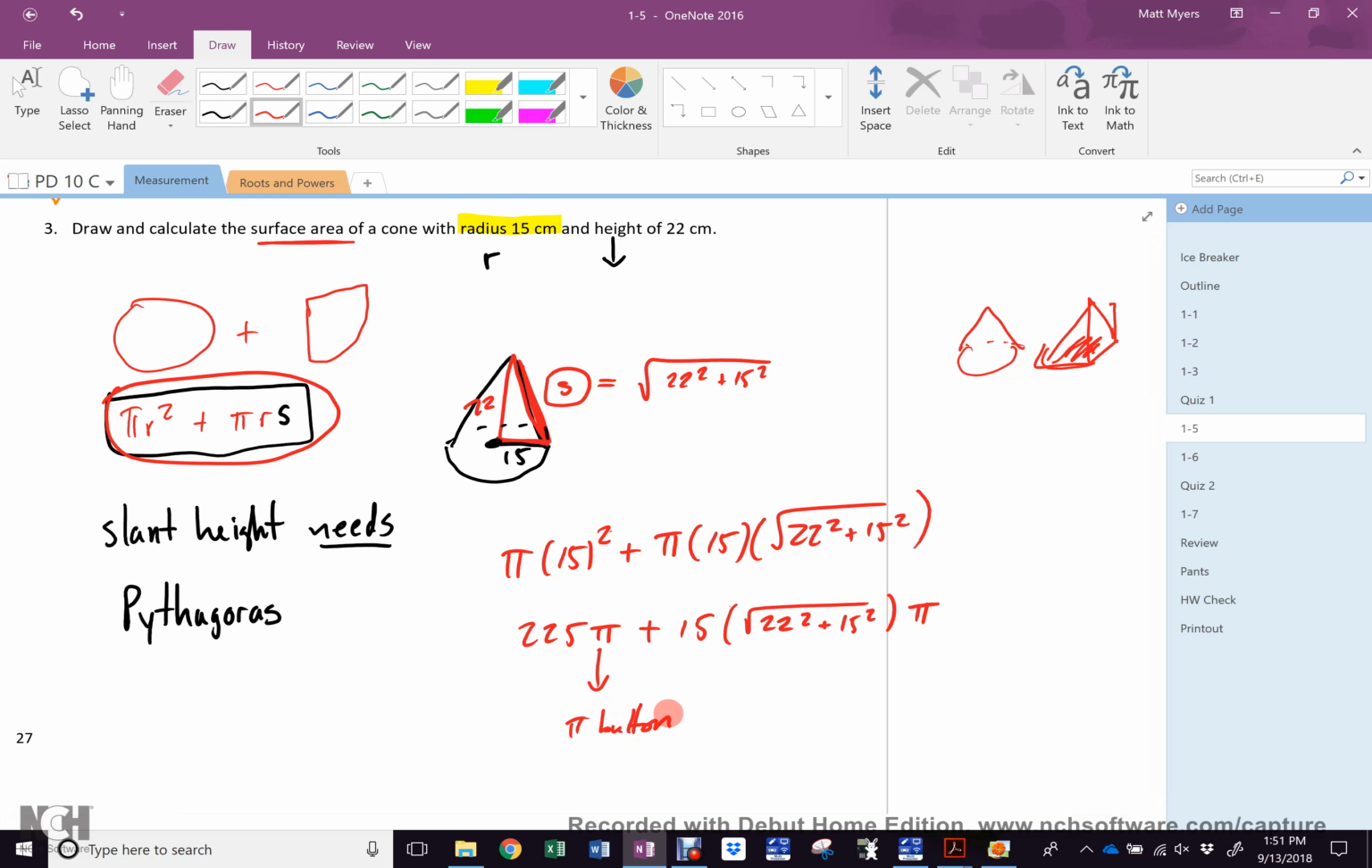Some of you will have a button with the pi symbol on it. Some of you will have a button with something else on it, and the pi will be right above it. That's a second function. You push shift or second function, and then you hit that button. Everybody cool? I don't want you wasting a lot of time on that because I am perfectly happy with you leaving it like this.